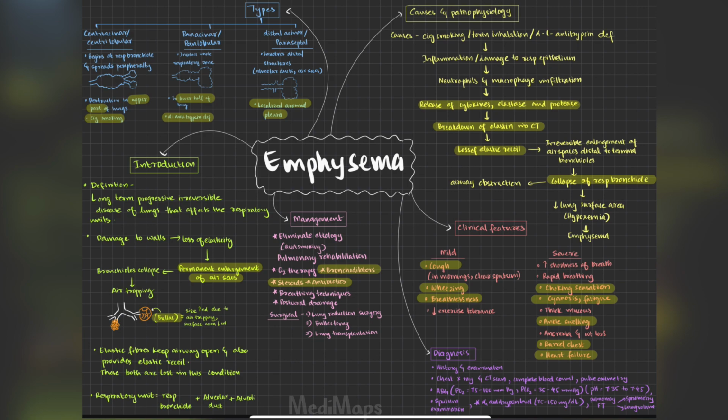Today we will be discussing emphysema. As an introduction, it is a chronic lung disorder characterized by abnormal, irreversible, that is permanent, dilatation of the air spaces distal to the terminal bronchioles. That is, the distal parts of the terminal bronchioles include the respiratory bronchioles, alveolar ducts, and the alveoli.